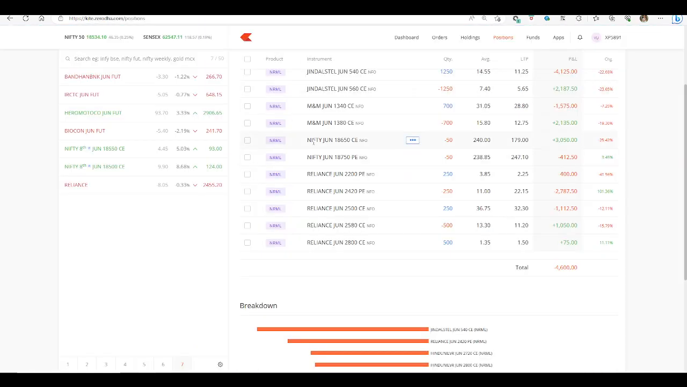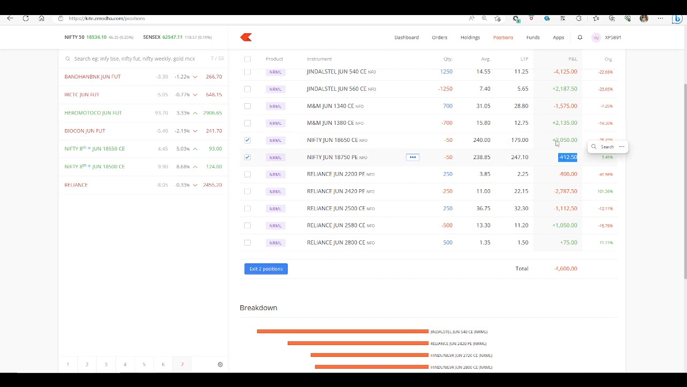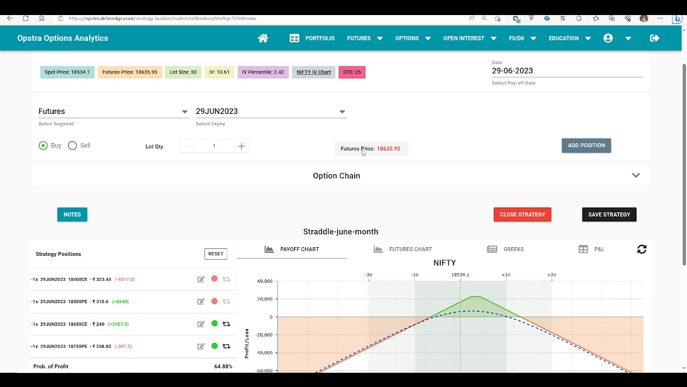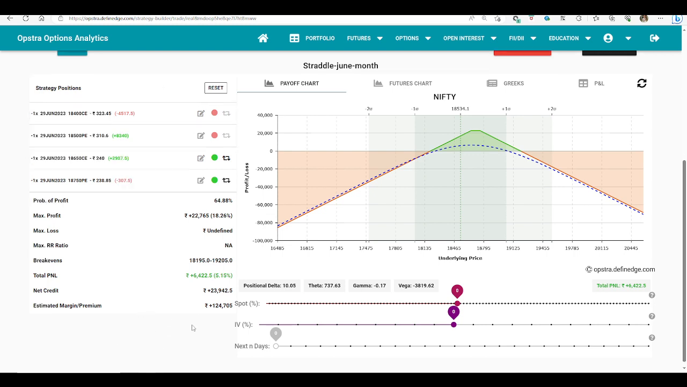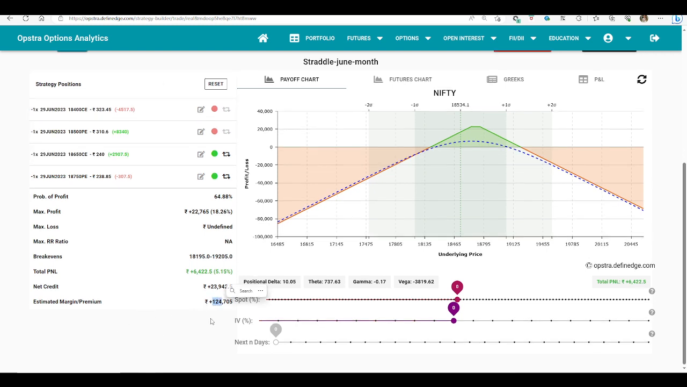I am holding this. Okay, 2,600 profit is there. Already I booked some in this. 4,000 profit I booked, 3,900, 800, something like that. Required capital is 124. Okay, net credit we will get 23,000 rupees. Out of 22, the probability is there, but it has unlimited risk.